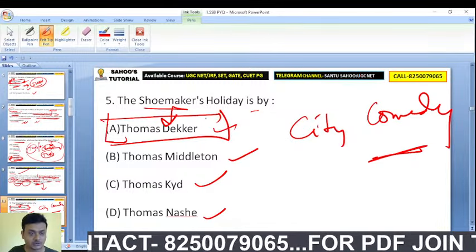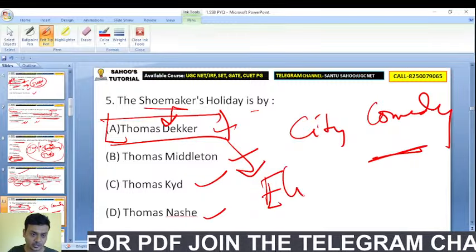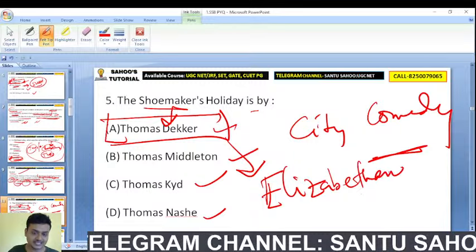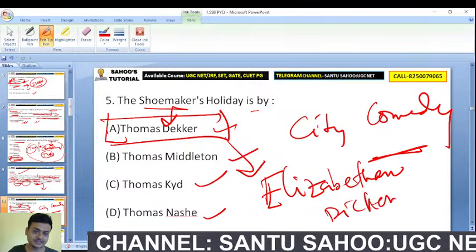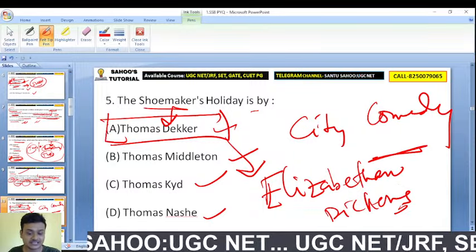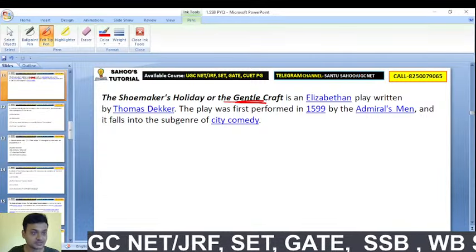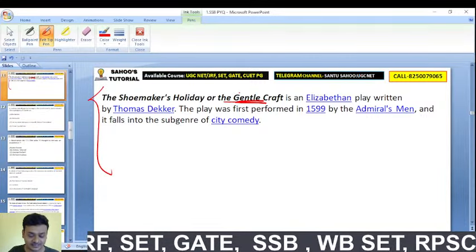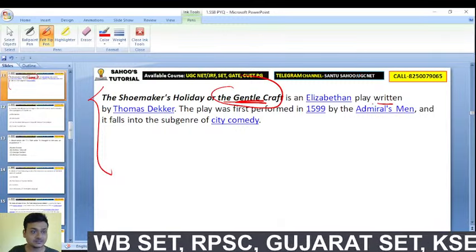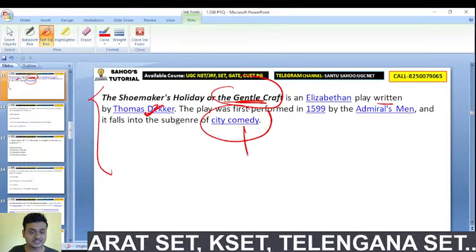He's also known as Elizabethan Dickens. Thomas Dekker, The Shoemaker's Holiday. And the subtitle is The Gentle Craft. The Shoemaker's Holiday is an Elizabethan play written by Thomas Dekker, and it was a kind of subgenre of city comedy.